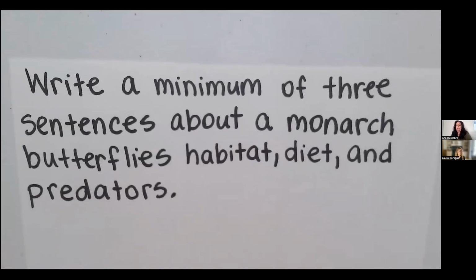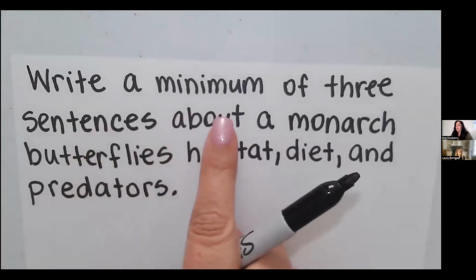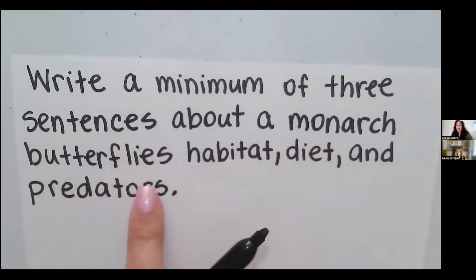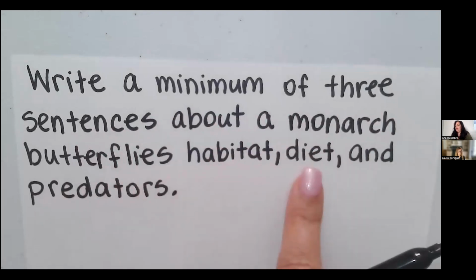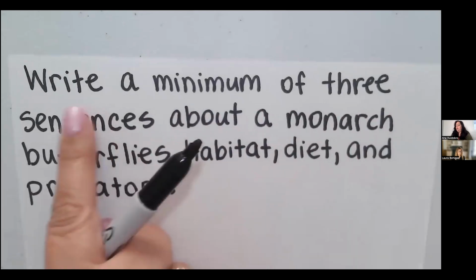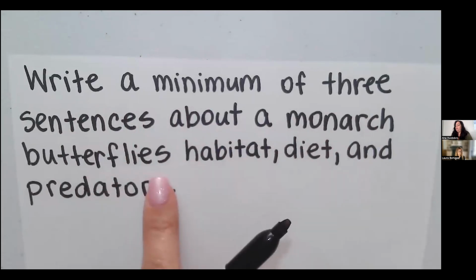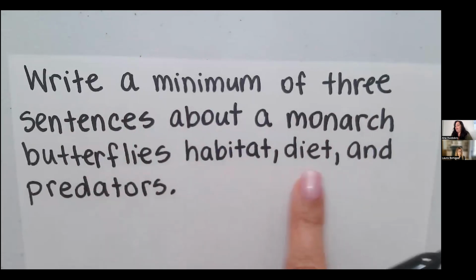Let's see what the assignment is. Write a minimum of 3 sentences about a monarch butterfly's habitat, diet, and predators. And this is our second lesson, so you should have done lesson 1, so we're building our skills.